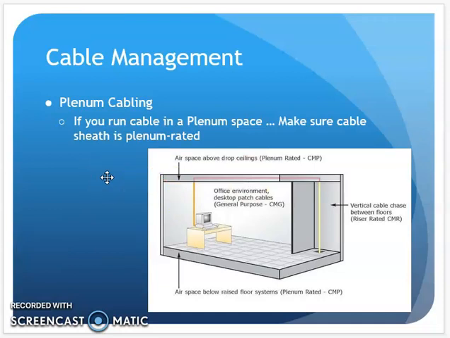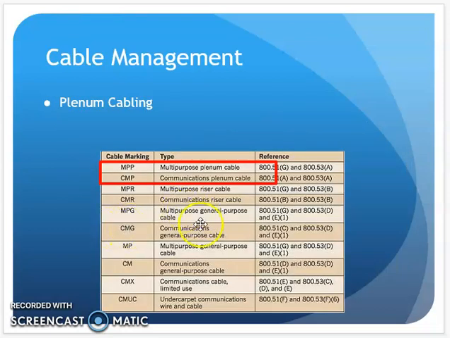It doesn't mean it's fireproof. It doesn't mean it's fire resistant. It'll still catch on fire and burn, but it does not emit those high levels of toxic fumes. So my cabling actually has a rating. The jacket actually has a rating to let you know it's plenum or not.